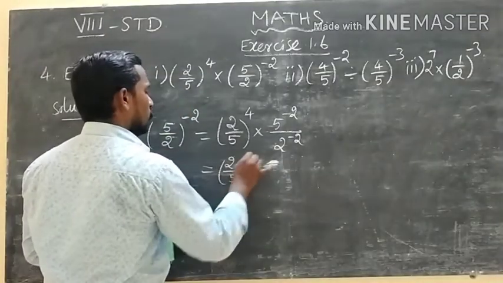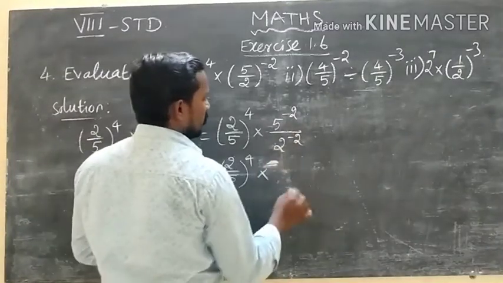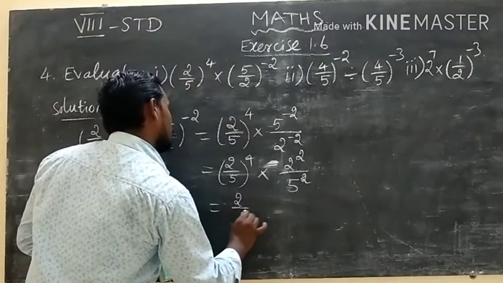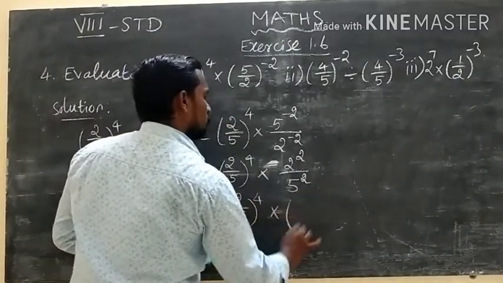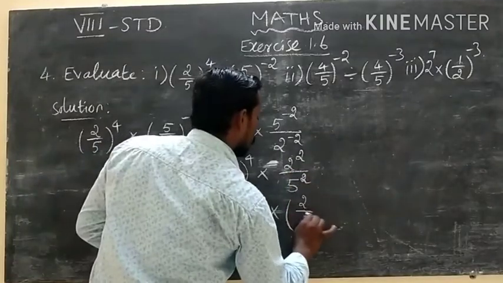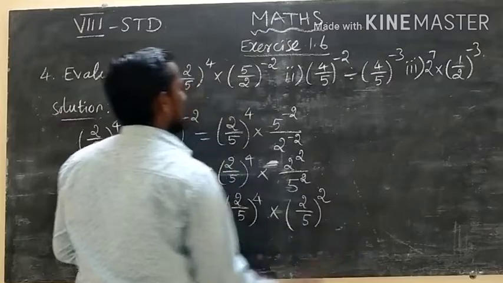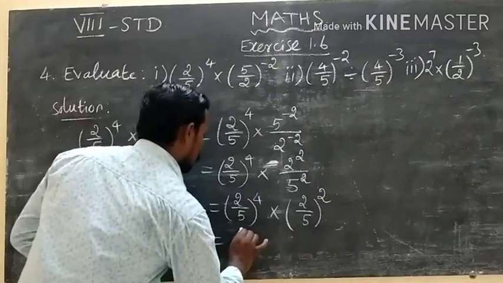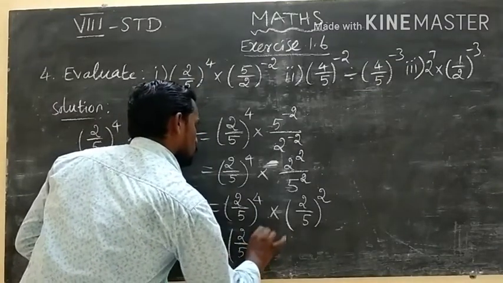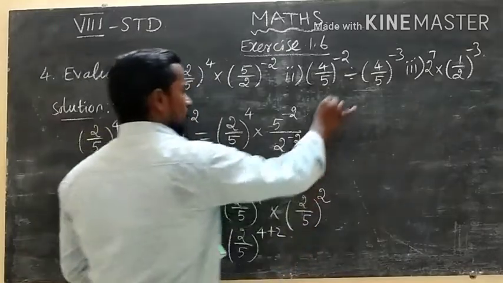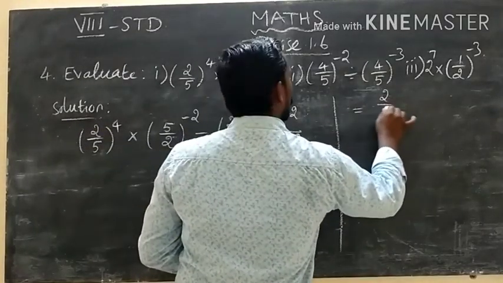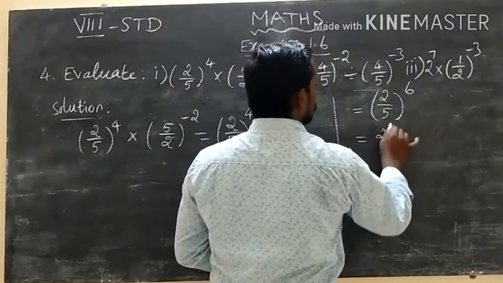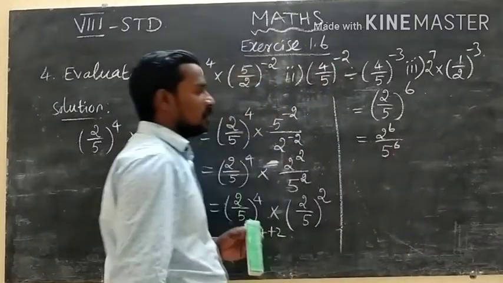(2/5)^4 into. Making the transformation, we get 2^2 divided by 5^2. So we get (2/5)^4 into (2/5)^2, now we get the positive exponents. Again, the bases are equal, so we add the powers, 4 plus 2. Which is equal to (2/5)^6, that is 2^6 by 5^6. That's your answer.